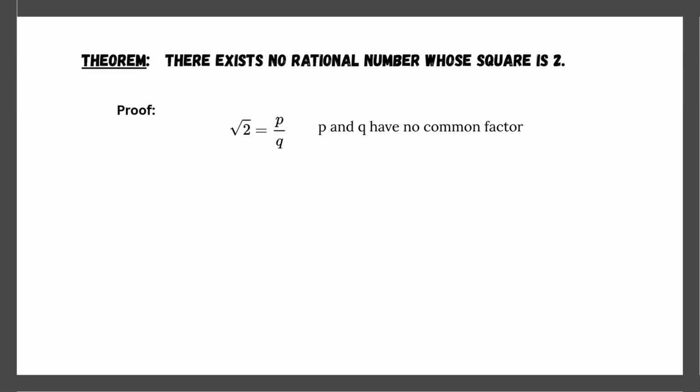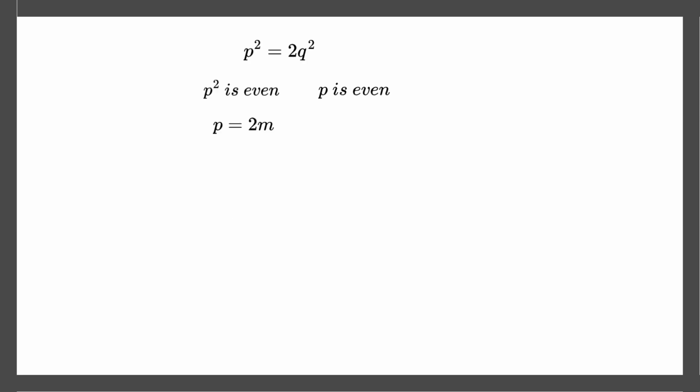Then we can write square root of 2 as p by q, where p and q are integers having no common factor. Squaring both sides gives 2 equals p square by q square. Multiplying by q square, we obtain p square is equal to 2q square. Since 2q square is even, p square must also be even.